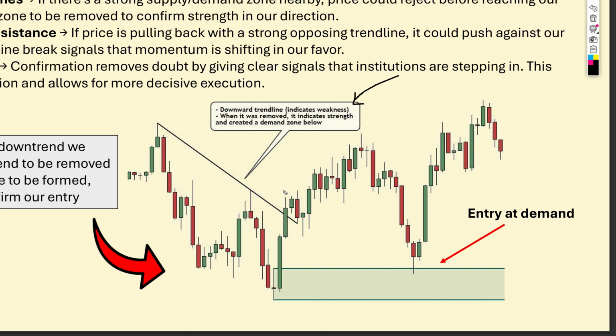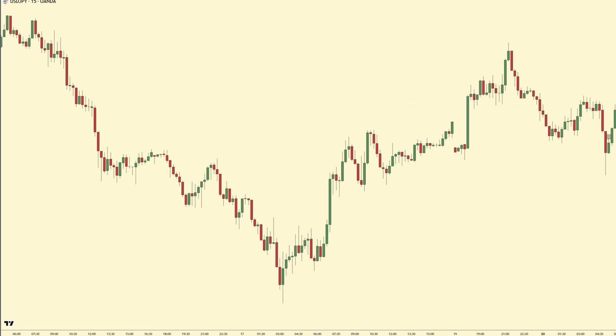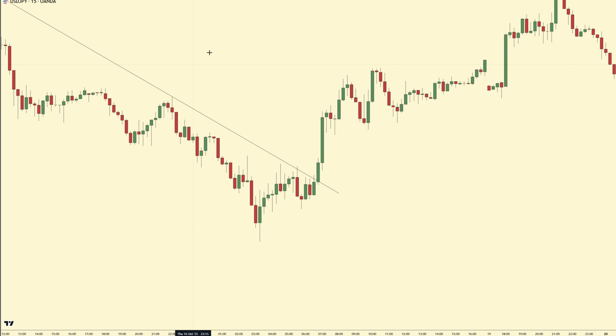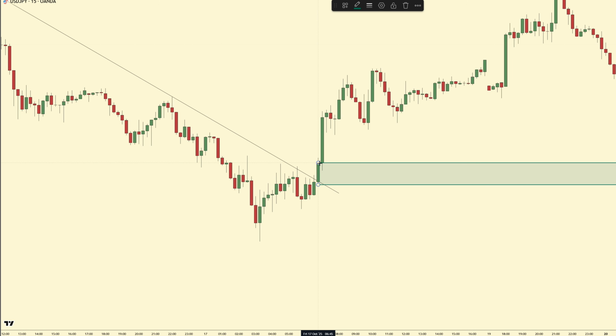It's very, very simple. But just because we remove a trend line doesn't mean we have a zone. In this instance, we did. We have a clear zone here that broke this downward trend line. So let's say here we have our downward trend line from up here, something like this.